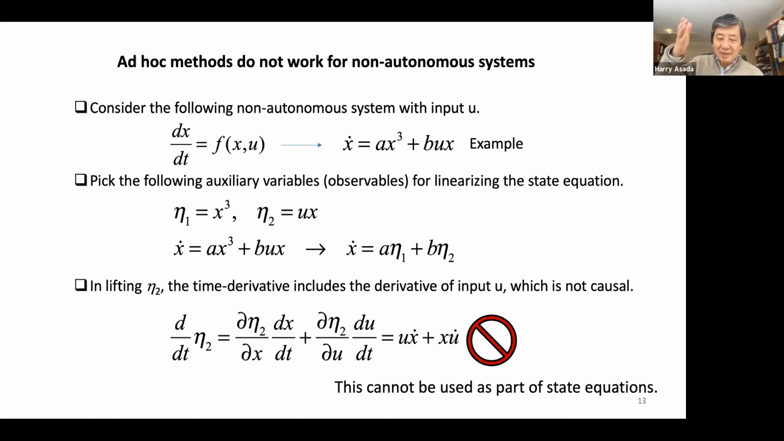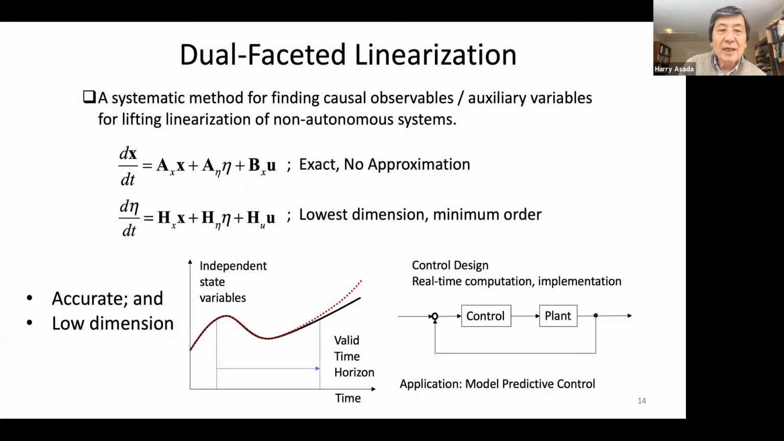Given the current state and the input u, you must be able to predict the next state, right? But if you include u dot on the right-hand side, then you are in a sense using future information. So you cannot take the derivative of input u. This naive method, just a replacement, doesn't work. So this is one critical issue when you deal with non-autonomous systems and lifting dynamics with new variables. The new variables are somehow related to the input, so you must be careful not to violate causality. The technique I'd like to introduce today is called dual faceted linearization.